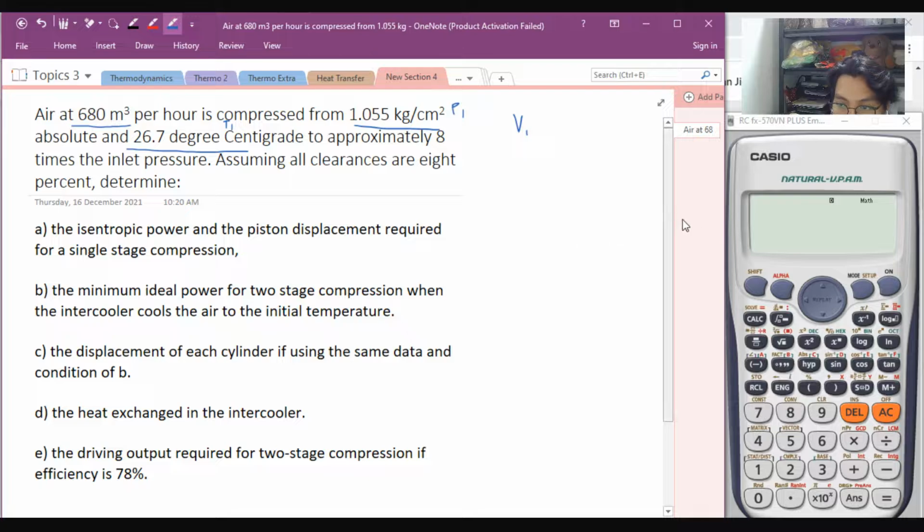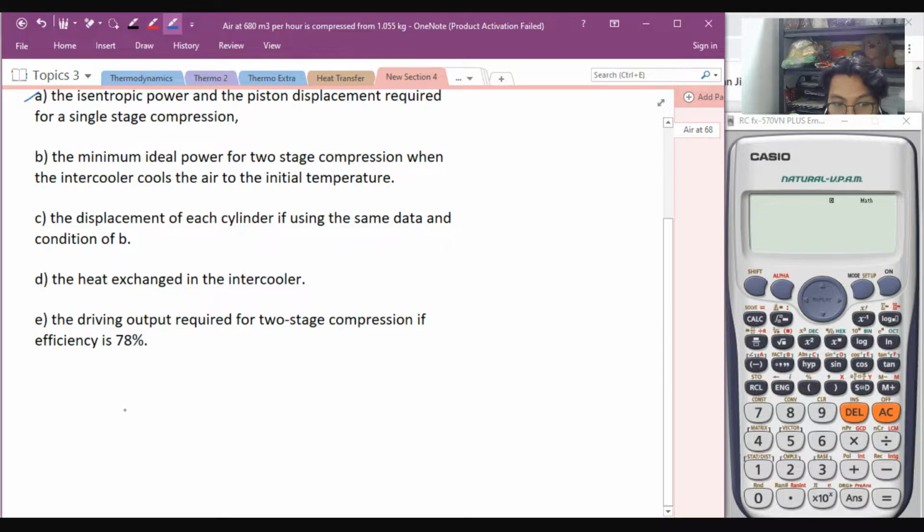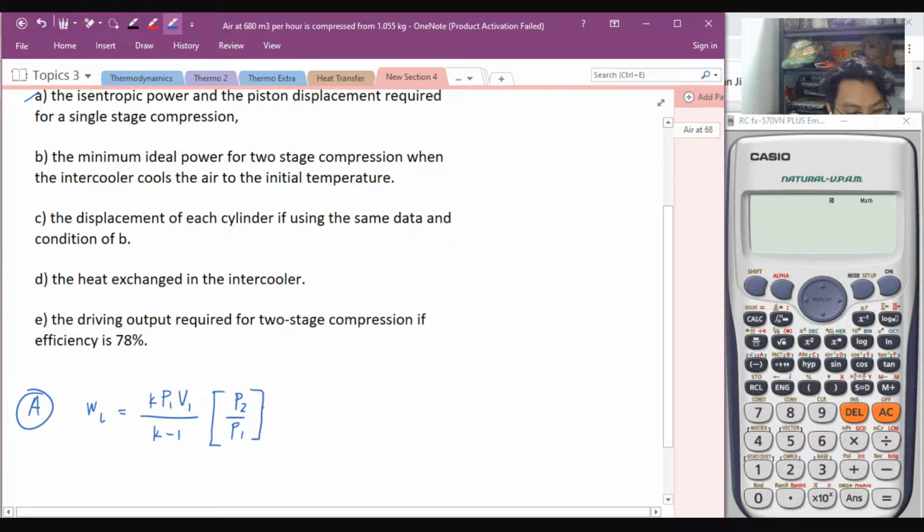First, isolve natin yung isentropic power. When we are talking about isentropic power, that is the compression power of the single stage compressor. Okay, letter A. Isentropic power. That is equal to yung work of the compressor equal to K P1 V1 divided by K minus 1. Isentropic pag polytropic, that is N multiplied to P2 over P1 raised to K minus 1 over K, minus 1. Okay, get back to the problem.